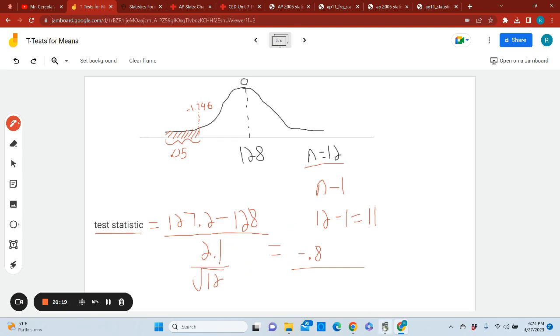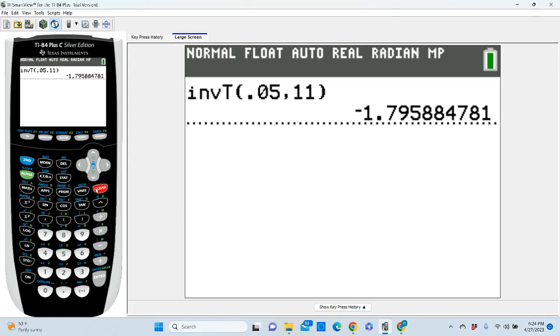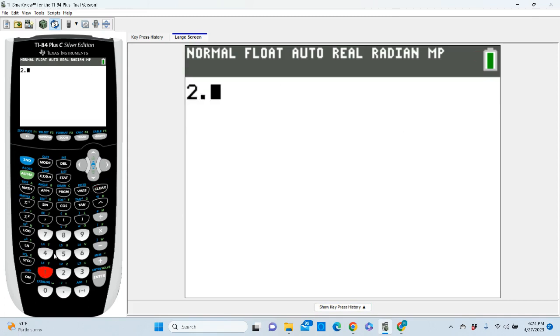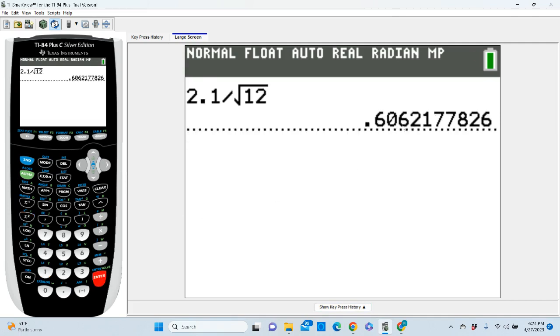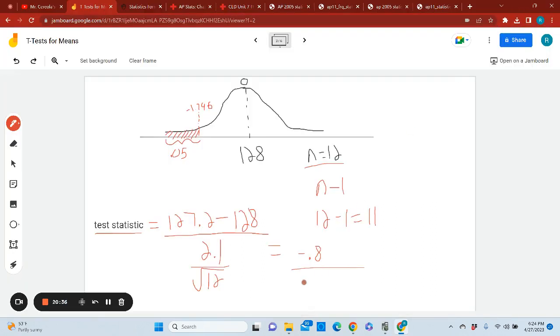Okay. So let's see. I'm going to do 2.1 divided by the square root of 12. And we get this number here, right? I'm going to save this number because I want to be accurate. But just for the sake of my work, I'll put in a 0.606, right? And now I'm going to get my test statistic. That's going to tell me how many standard errors below average this 127.2 is.